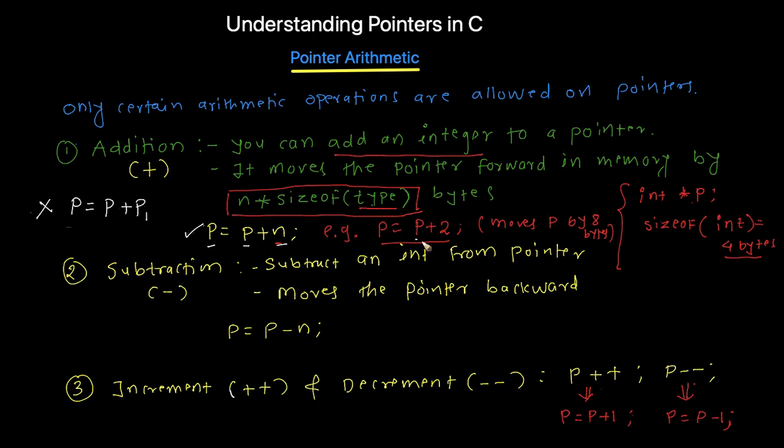So what happens when we add an integer to a pointer? For example, if we add 2 to this p, what happens to p? If you add an integer to a pointer, it moves the pointer forward in memory by so many bytes. Now how many bytes are these?